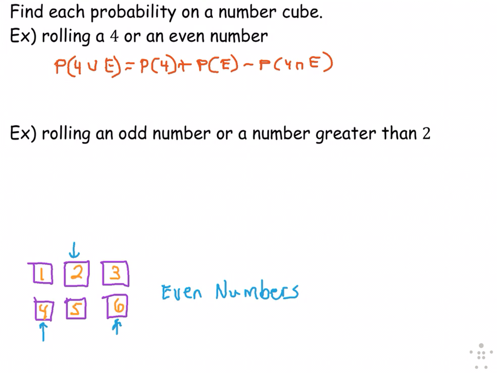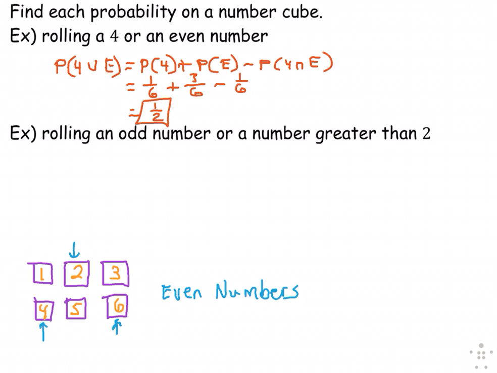So the probability formula is the probability of rolling a 4 or an even number is the probability of rolling a 4 plus the probability of rolling an even number minus the probability of rolling a 4 and an even number. So down here we could see that on the 6 sides of a number cube, we have the numbers 2, 4, and 6 are even, and so 4 would be counted twice, so we need to subtract that out.